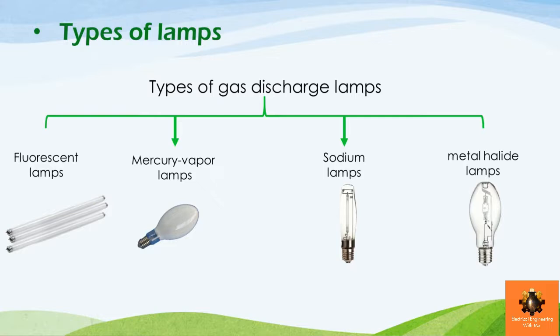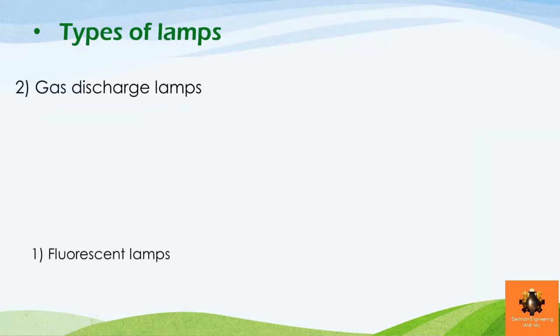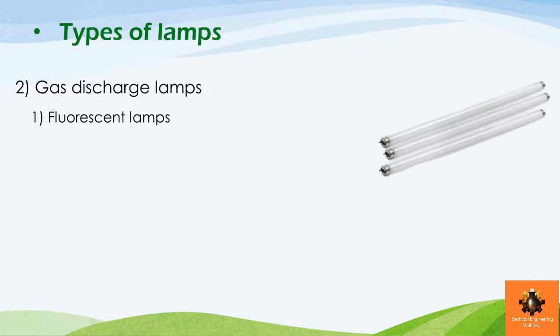But we need to analyze each one of those types in some detail to know their different features and why we need to use them. So let's start with the first type, which is the fluorescent lamp. Here, this is the most common shape of the fluorescent lamp, which is that long tube here, or that white long tube.